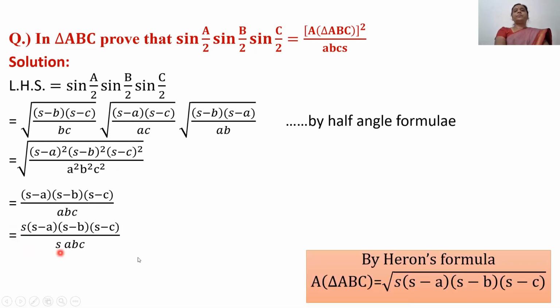And what is this? By Heron's formula, area of triangle is equal to under root S, S minus A, S minus B, S minus C. Here, the square root is not there. Therefore, this is the square of area of triangle. Therefore, in the next step, you write down for this numerator area of triangle ABC square and write down this ABCS as it is. And this is nothing but the right hand side of your equation.